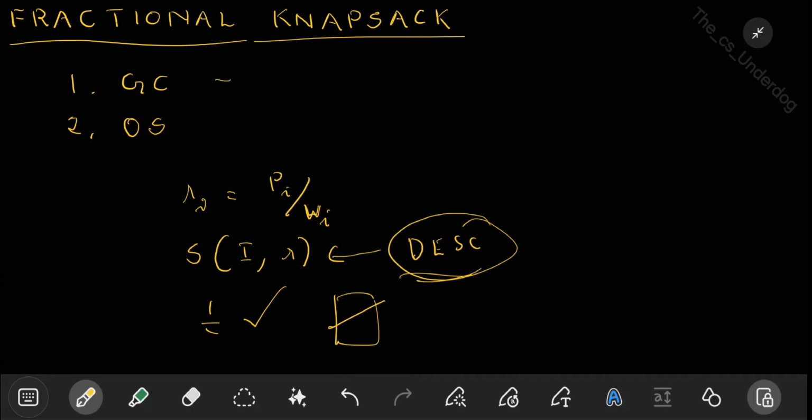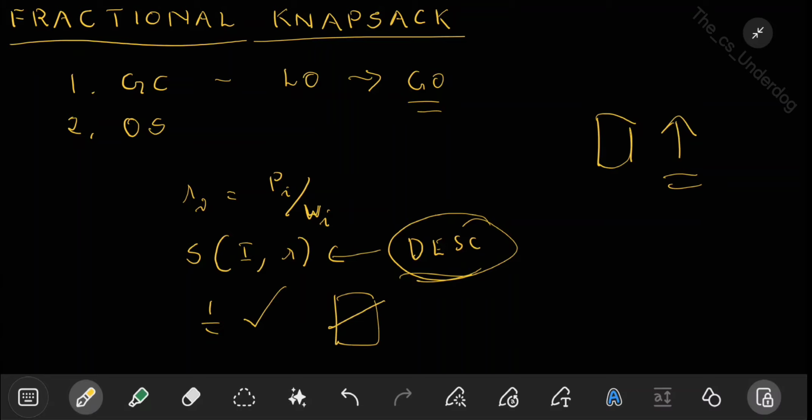What is greedy choice property? Greedy choice property says that you should always make locally optimal choices, but making these locally optimal choices should eventually lead you to the global optimum solution. So if this property holds, then only you can apply greedy strategy. So how does it hold here? Here, what are you doing? At each point, you are making a locally optimal choice, which is greedily choosing whichever item has the maximum profit by weight ratio, which means you are maximizing your profit as much as possible at this point.